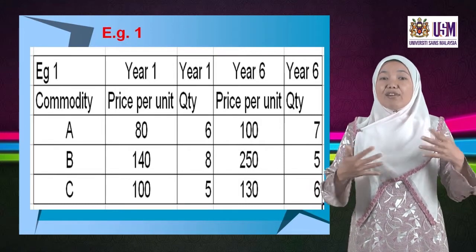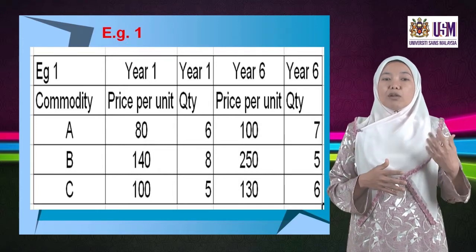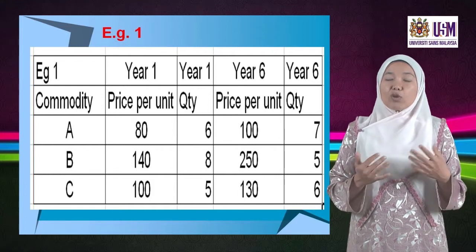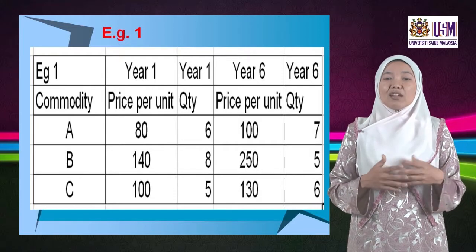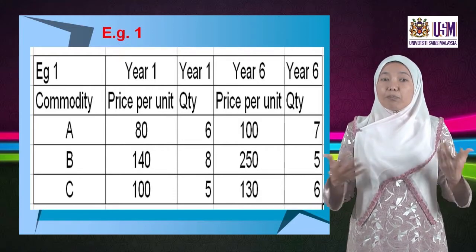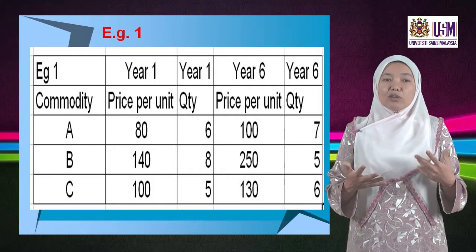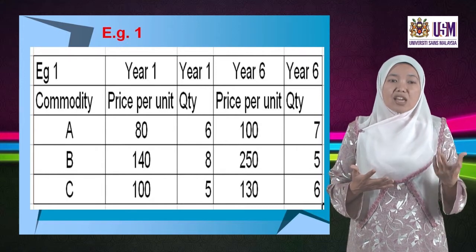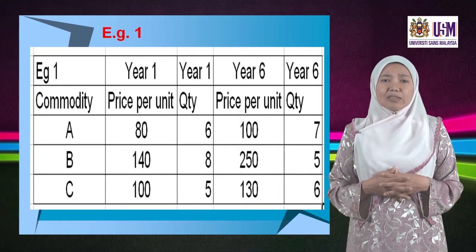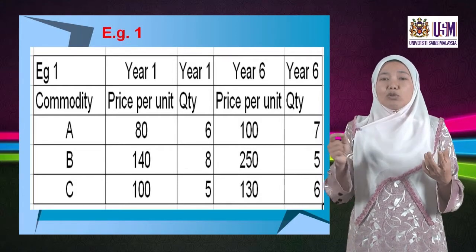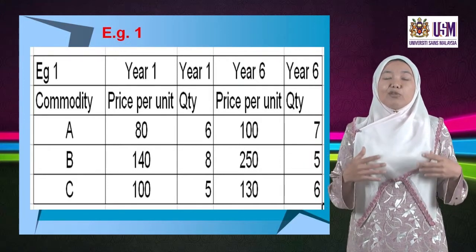So you see that there is a variation. Commodity A price increases and quantity also increases, while commodity B price increases but quantity reduces. For commodity C, price increases a bit and quantity increases. Overall, if you are the policy maker or the economist, we are not interested in the increase in price of commodity A or B or C only. We are talking about the general price level. So if the question is, from year 1 to year 6, has price increased or not, you cannot simply look at this table.